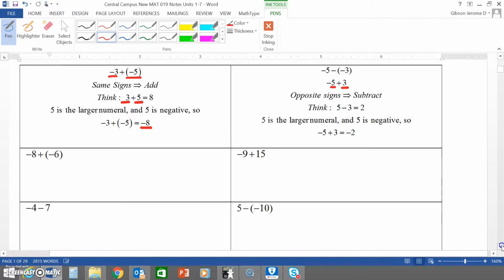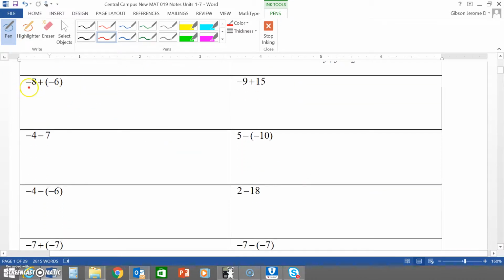Okay, so now we need to apply this here. These have the same sign, so you add them together. 8 and 6 we know is 14, and we will carry the sign, so it'll be a -14. Now, -9 plus 15, they have different signs. So in your mind, you could think 15 minus 9, which we know would be 6. And since 15 is larger than 9, we will keep it positive.